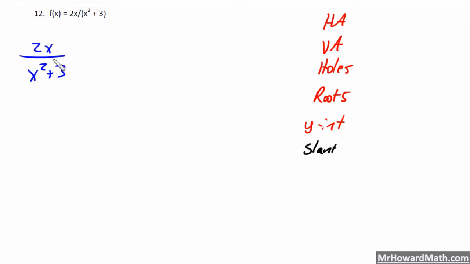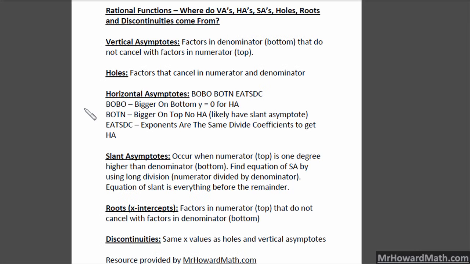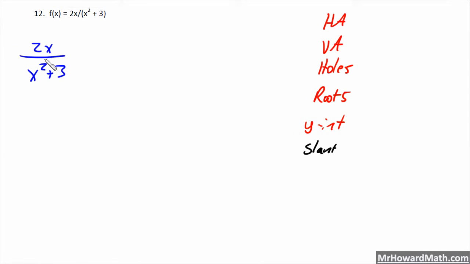It is fully factored because x squared plus 3 will not factor anymore. So we look at this section of our list, BOBO, BOT, and HDC, and this one happens to be bigger on bottom, so it's y equals 0 for the horizontal. We have degree 2 on bottom, degree 1 on top, so bigger on bottom. That's y equals 0 for the horizontal asymptote.